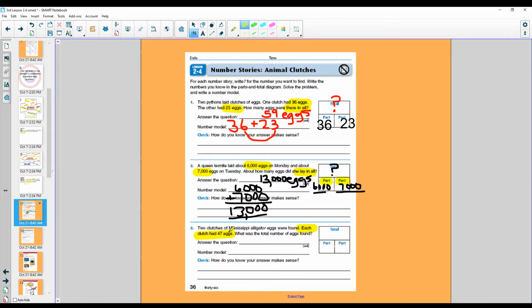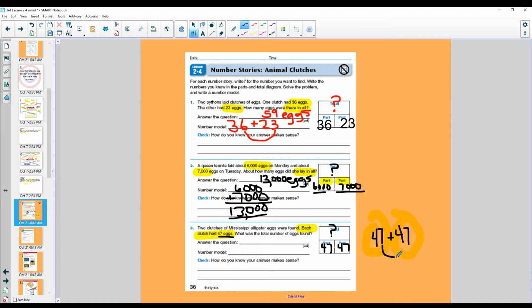Each clutch had 47. Okay, so that means we had the 1, 2. In each one of those groups, there was 47. So even though we only saw one number, they told us each part. This clutch had 47, this clutch had 47. And we're looking for how many total when we put them together. So let's think here. We're going to add these together.